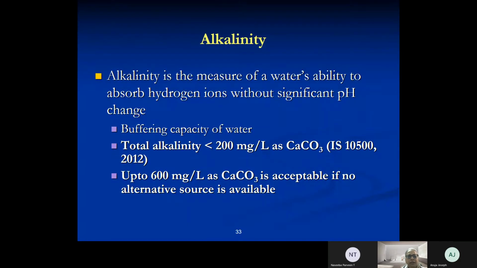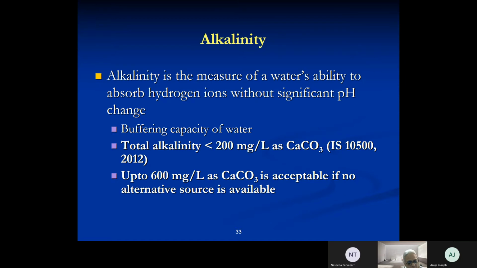Then we come to alkalinity. Now, alkalinity is another important parameter, which is a measure of the water's ability to absorb hydrogen ions without resulting in significant pH change. So it provides a buffering capacity for the water. And this is especially important when you think about coagulation.